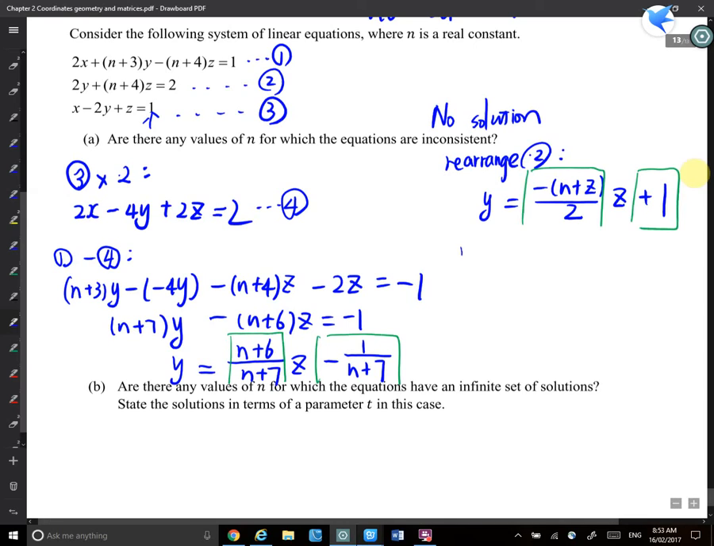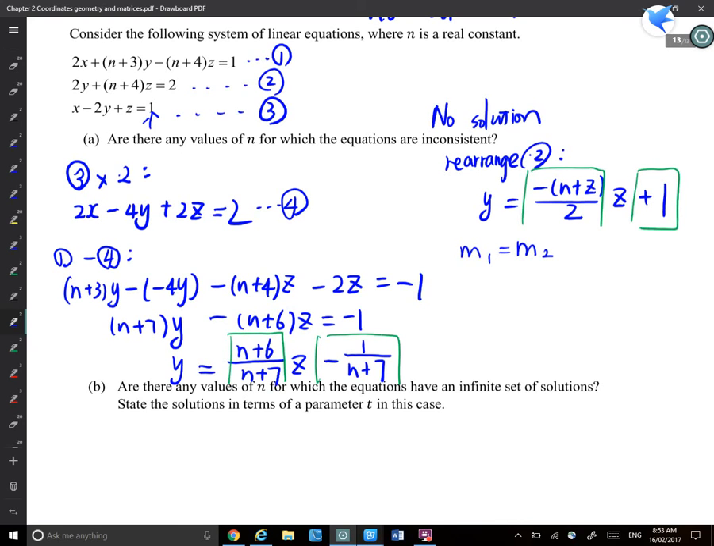So let's solve for the 2 gradients to be equal first. It's the same idea. If I already cannot find any solutions for y and z, how can we find solutions for x? If I can find a particular value for y and a particular value for z, I substitute back into any equation, and I can work out the x value. If y and z are particular values, x must be a particular value. But if you already have no solutions for y and z, there won't be any solutions for x. So that's the logic.